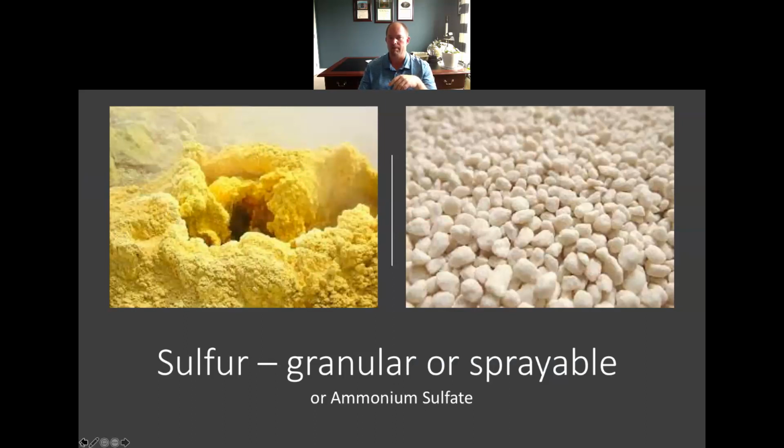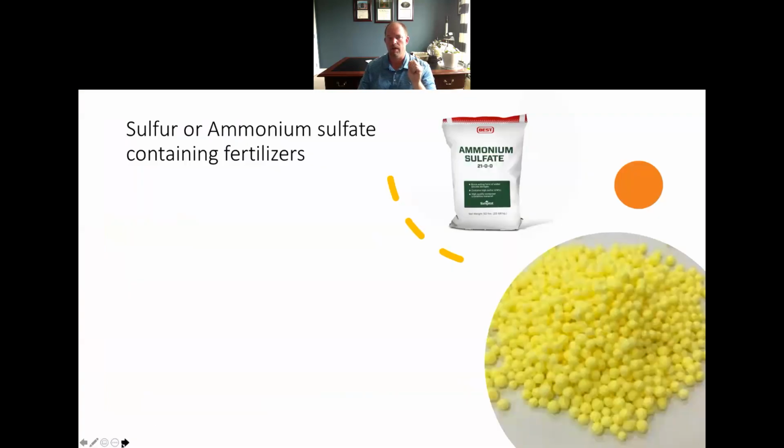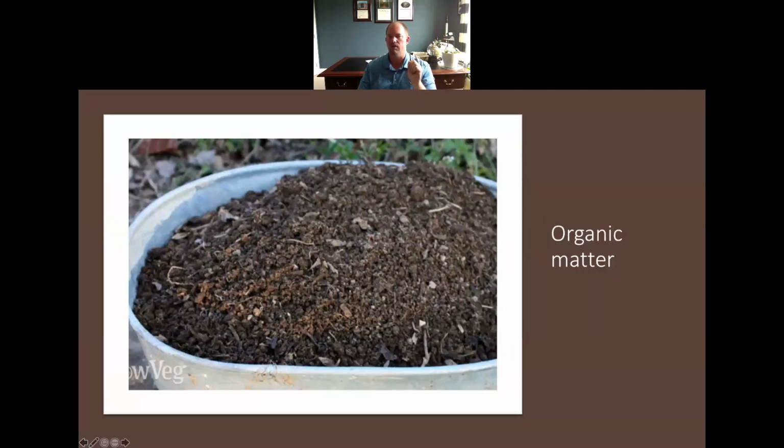So again, when we talk about pH being too high, now we're talking about getting in the sulfur. It's usually going to come in two forms. It's either going to be a granular or a sprayable form. Most often we use a granular form of sulfur. But we can also use a fertilizer called ammonium sulfate. Again, it doesn't have a profound impact on pH, but it can slightly lower pH. If our pH isn't too off, we may be able to get away with just periodically using ammonium sulfate applications.